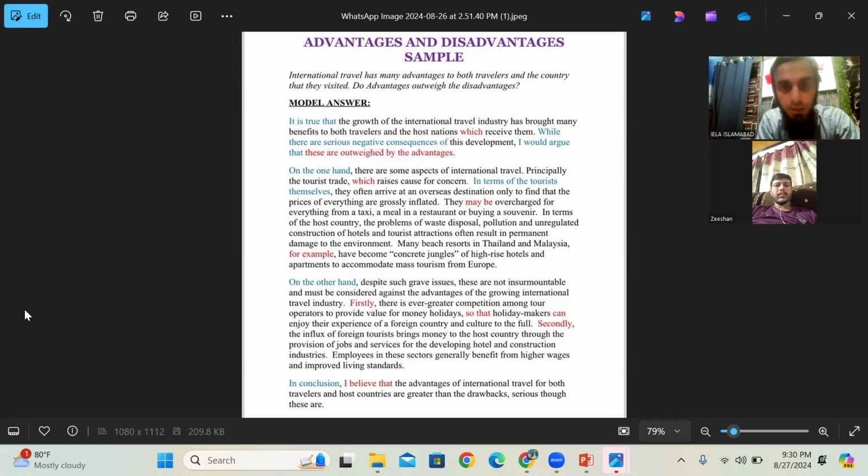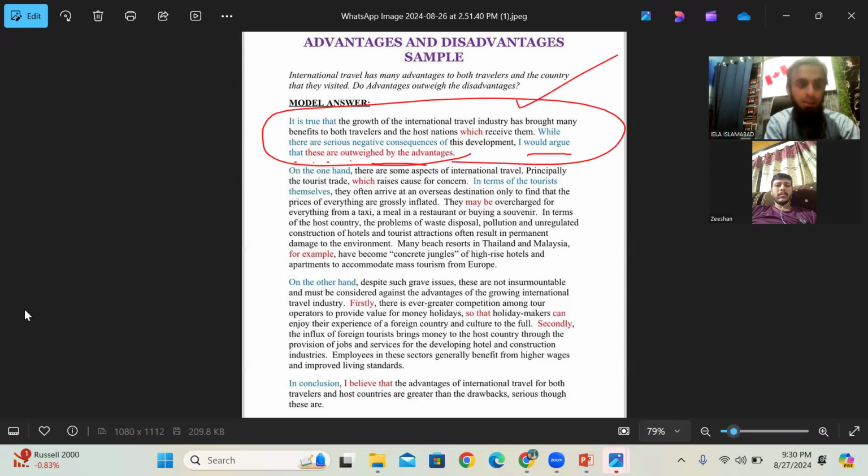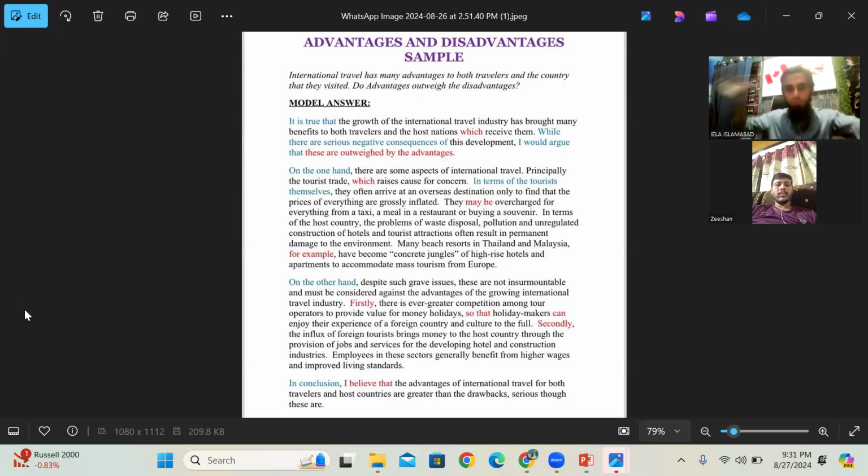Okay, some serious negative consequences, meaning drawbacks. What I want to convey here is what terms you are supposed to use; these are the terms you should go for. Next, I'd give that these are outweighed by the advantages. Now, in a direct lecture like today's, all the words will not sit in your mind or be fixed or fit, right?